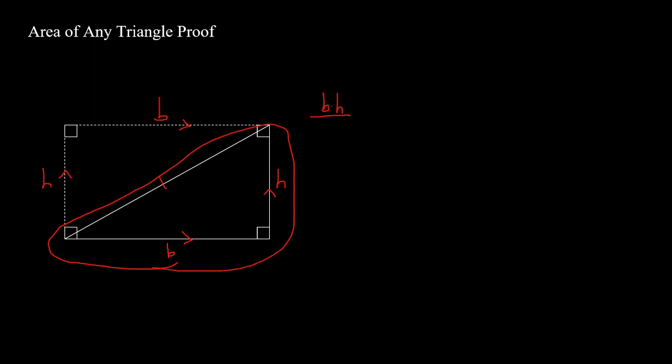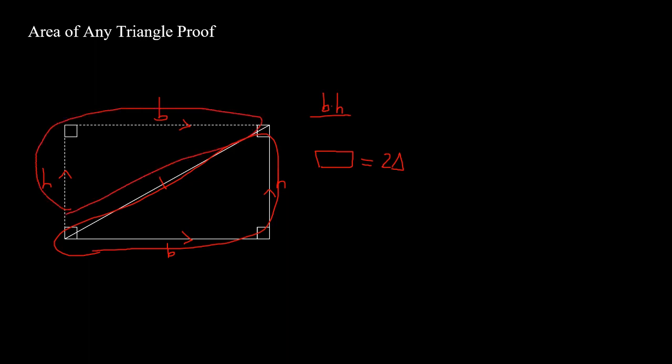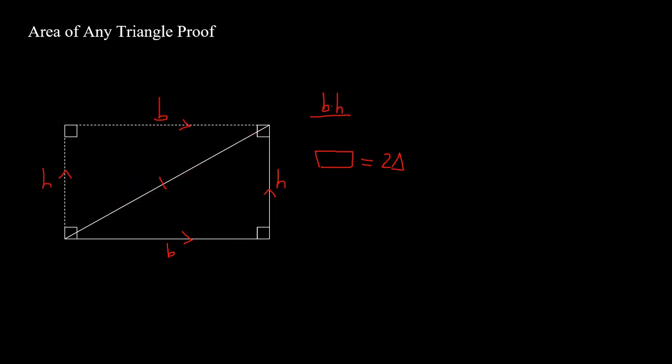Well, you'll see the rectangle is going to be equal to two triangles. And this is because these two triangles are congruent. So this triangle and this triangle are congruent. There are a lot of ways to prove this. For one, they're congruent because of SSS, side side side. So that's how we know that these two triangles are congruent.